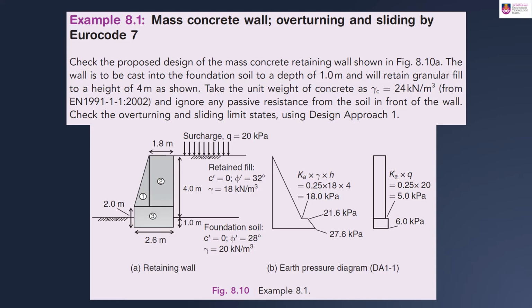So the left figure shows a gravity wall subjected to a surcharge Q equal to 20 kPa, retained fill, and also the foundation soil properties are given here, while the right figure shows the earth pressure diagram, which consists of a few diagrams: 1, 2, 3, 4.